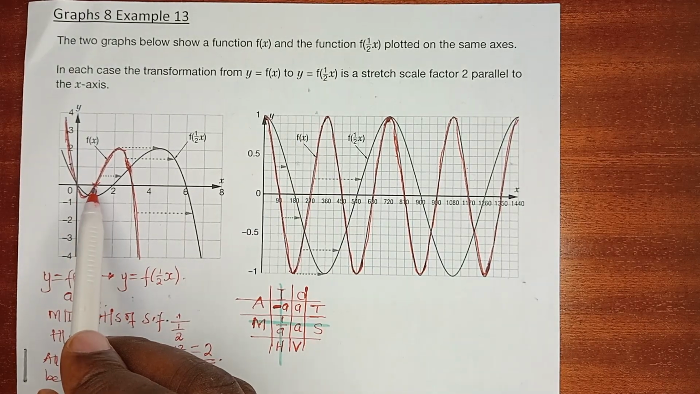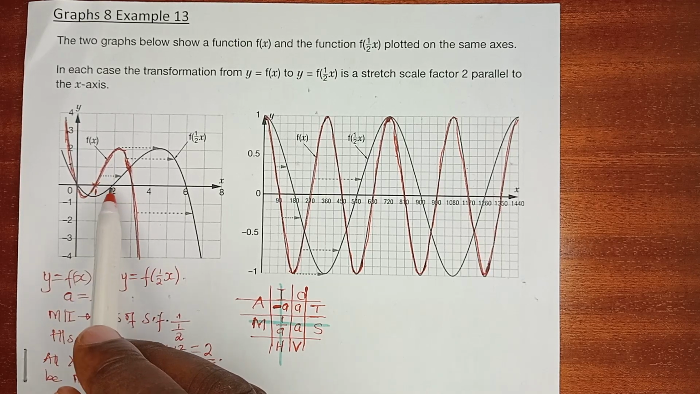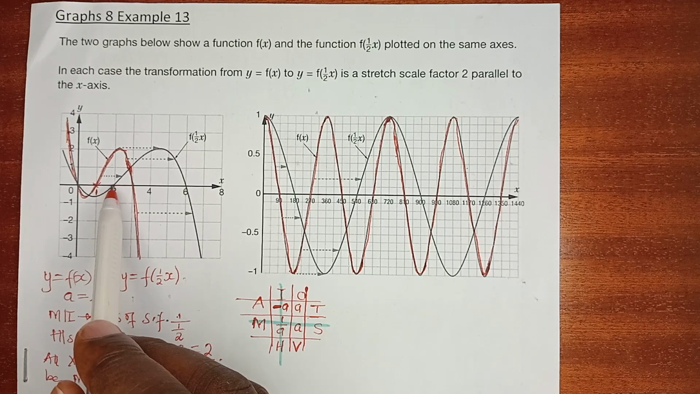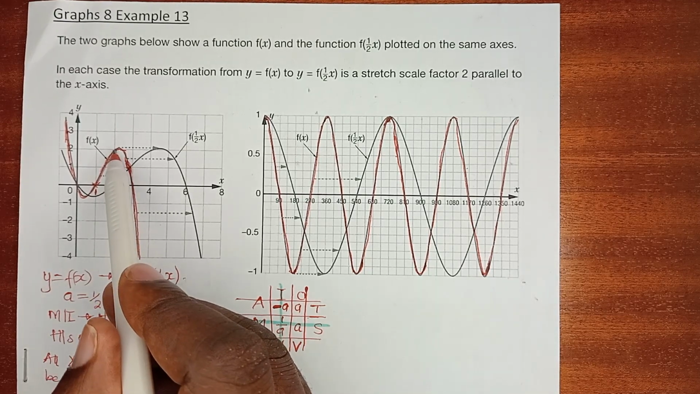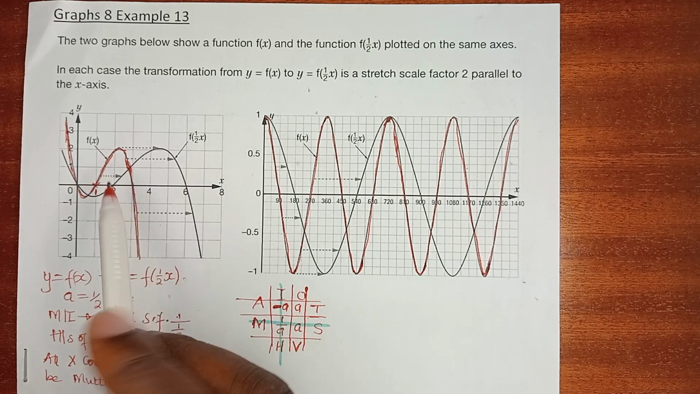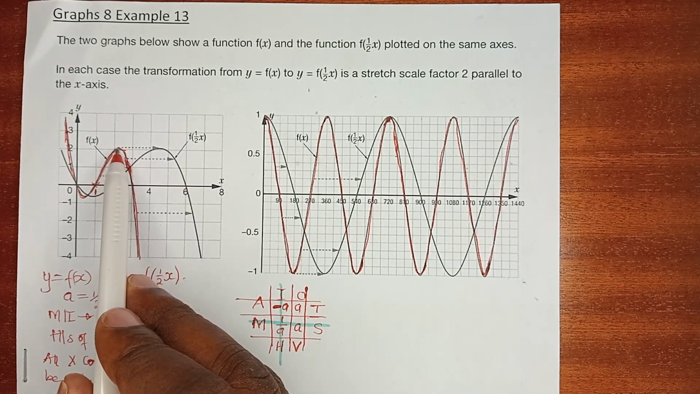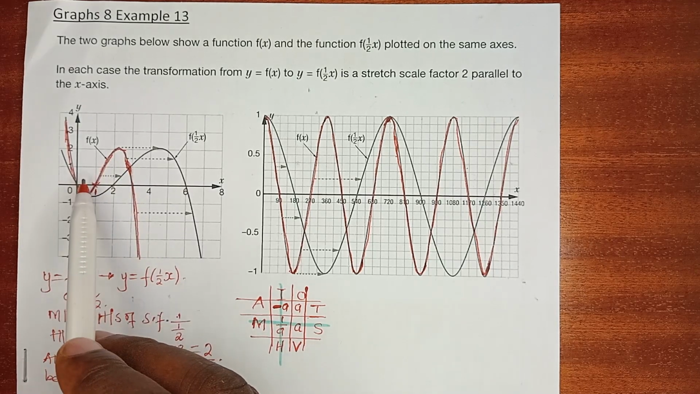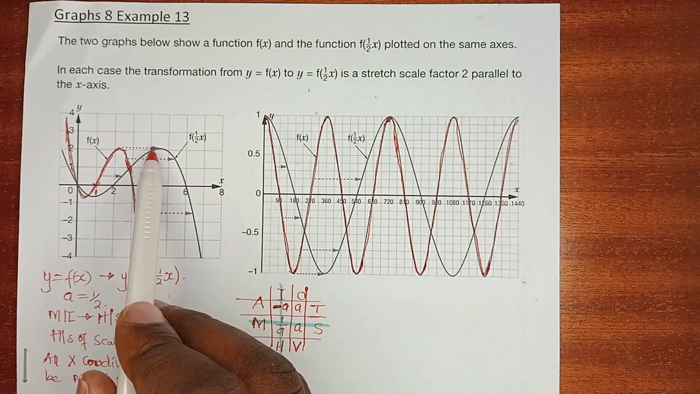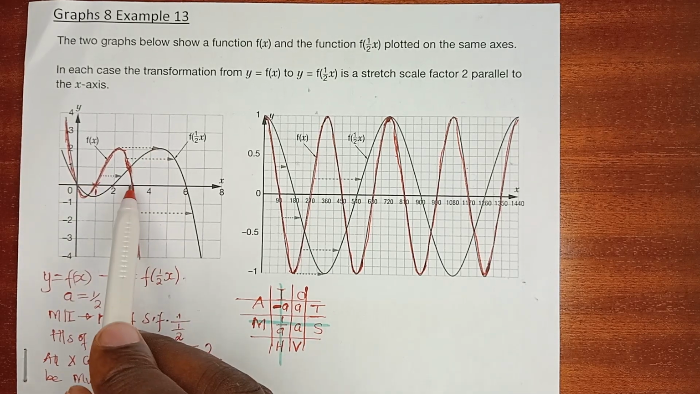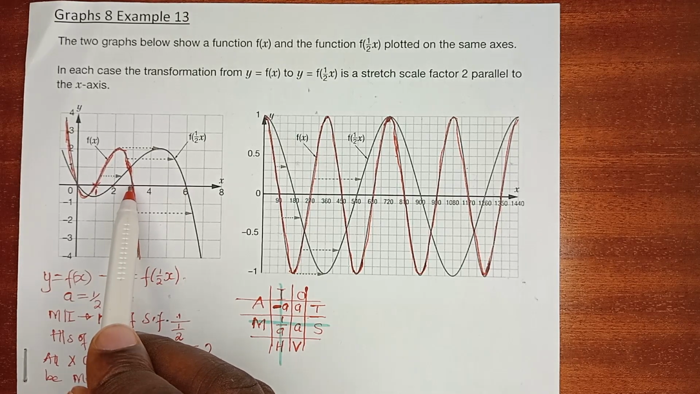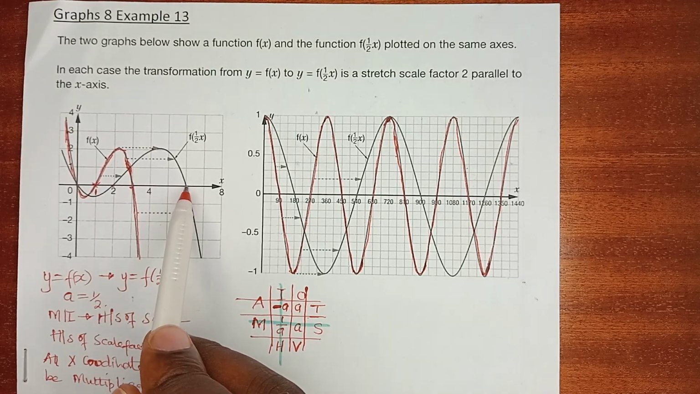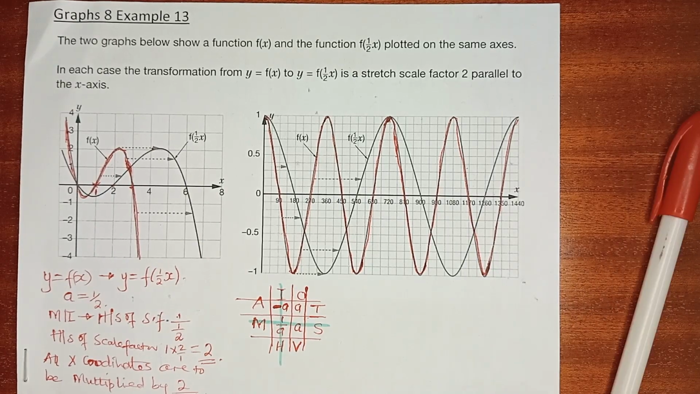At this particular point, x is 1. So 1 times 2, we are landing at this particular point, 2. At this particular point, x is 2, and you can see y is also 2. 2 times 2, we are actually landing at this particular point, 4. At this particular point, x is 3. 3 times 2, we are landing at the point 6.